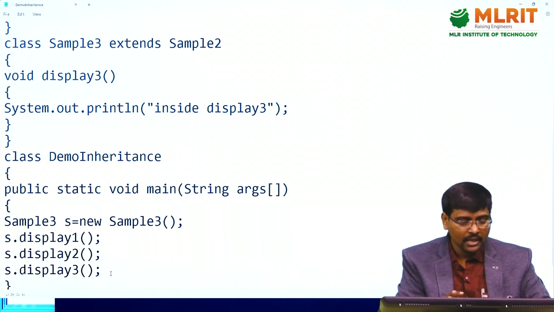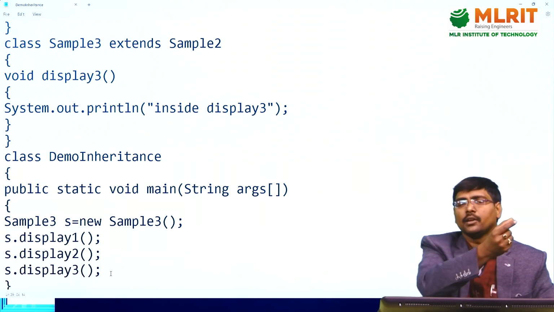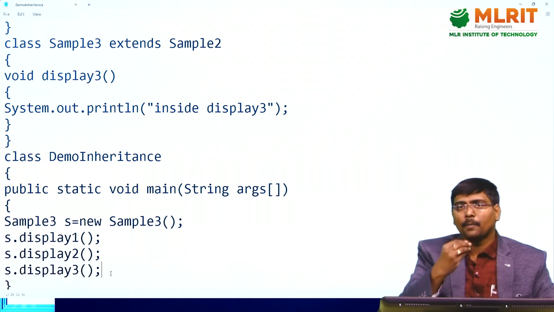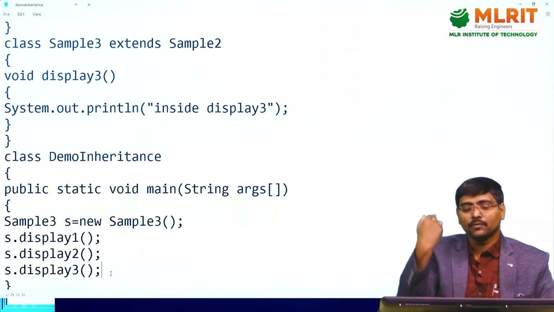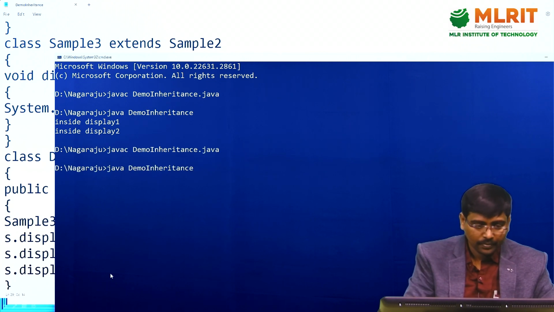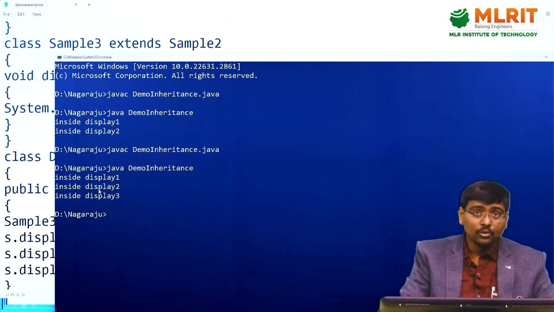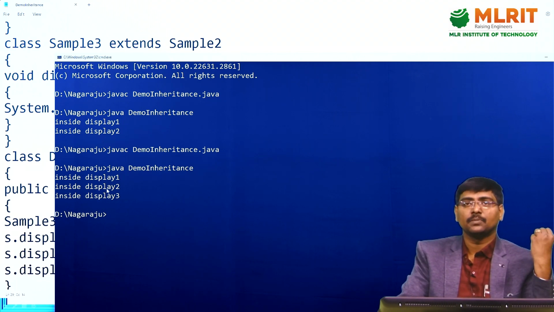Now you understand? In multi-level, your grandparent's property is allotted to your parent, and your parent gives the property to you. That means automatically you extract the properties from your grandparent. Now execute. See this one. By using the child, I called all 3 methods: display1, display2 and display3.